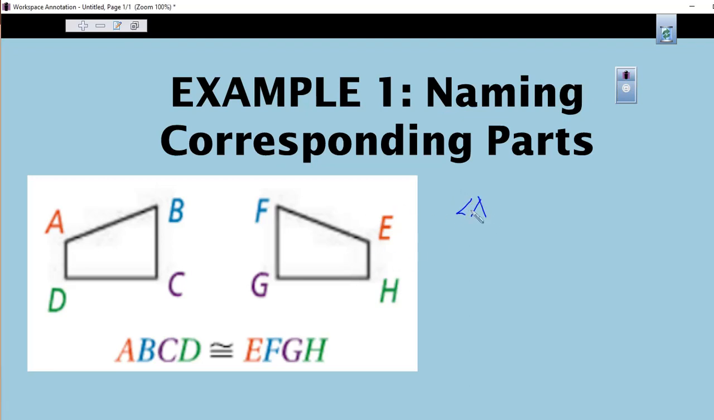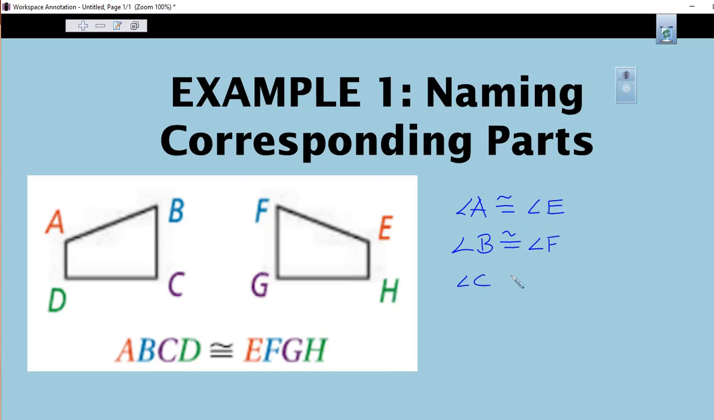So we'll start with angle A. It's going to be corresponding to which part? That's going to be E. If you look over, this is a reflection, so it's going to match up with angle E. And then we take a look at the next one, angle B. Angle B is going to be corresponding to F.